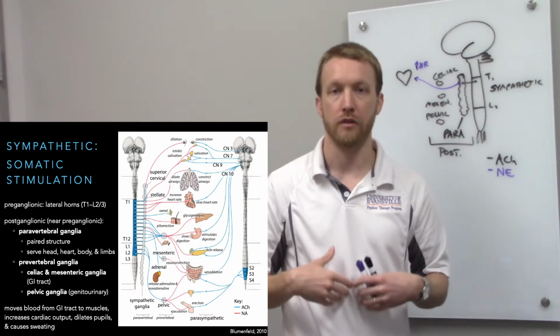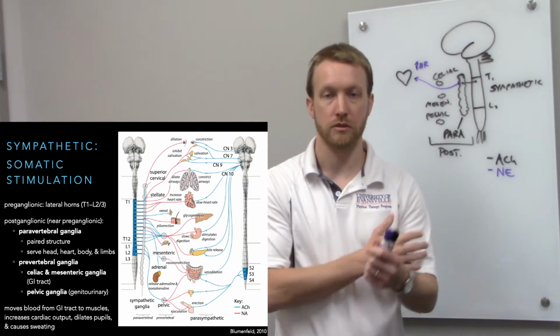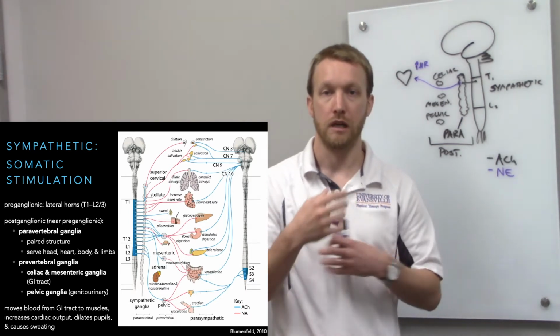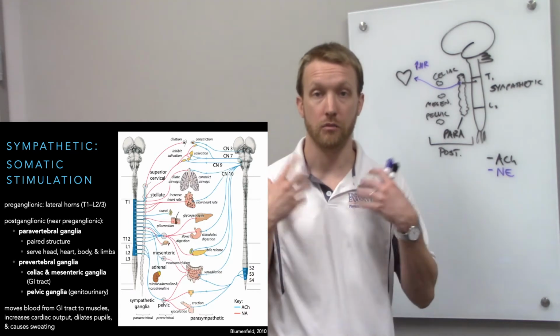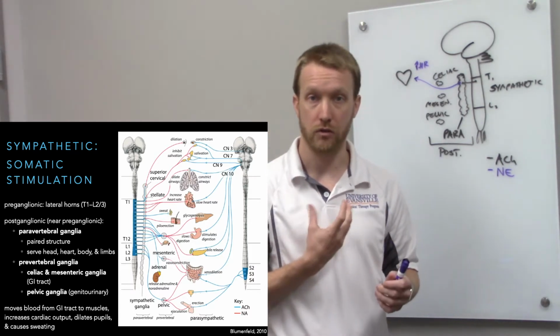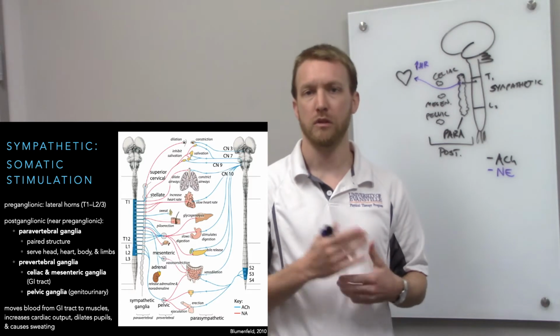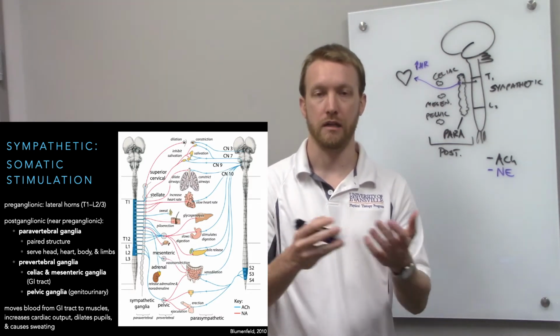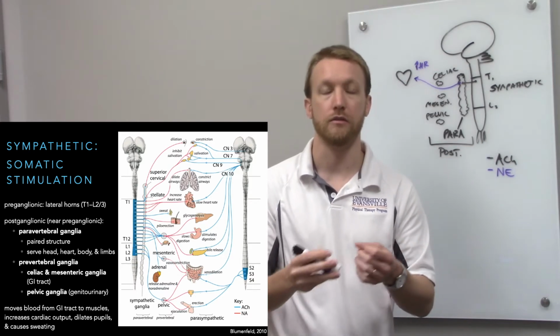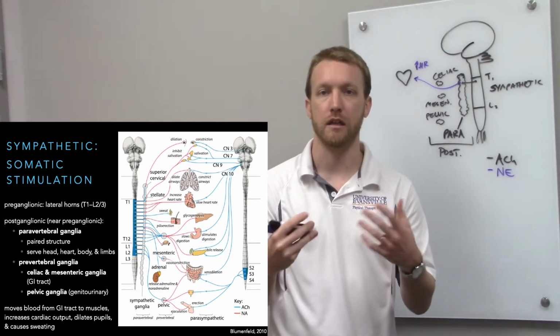Let's move the blood away from the gut, put it into the muscles, dilate the airways, dilate the pupils. So let's bring in air, bring in light, increase heart rate, and promote a little sweating. All of that deals with activity, either spending the energy or regulating body temperature.